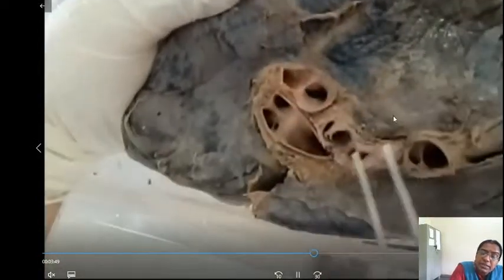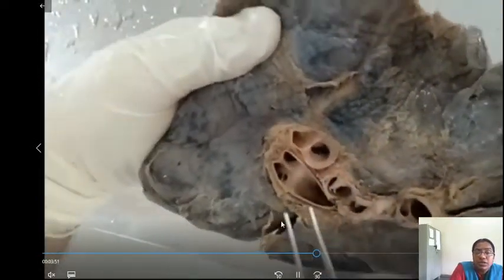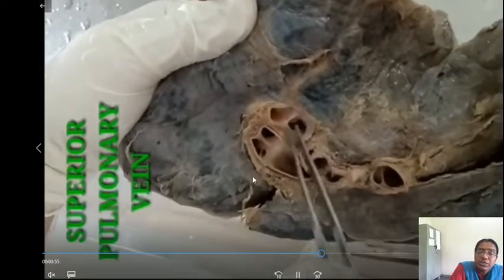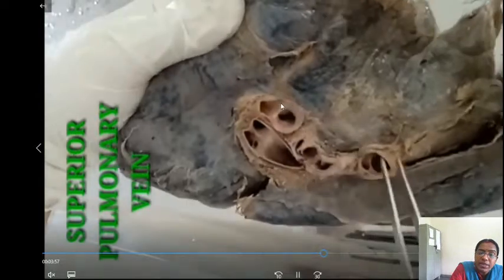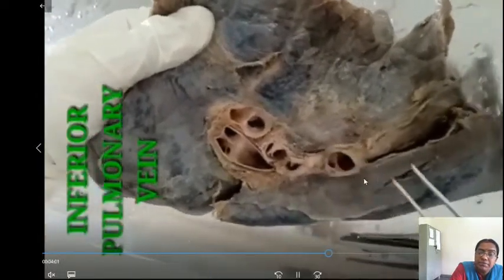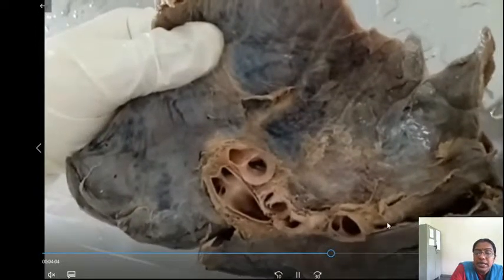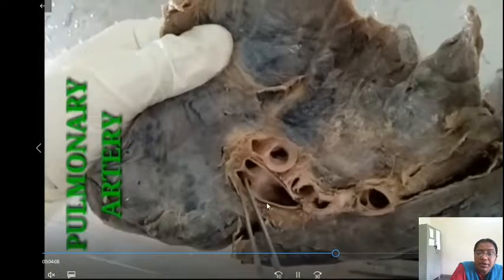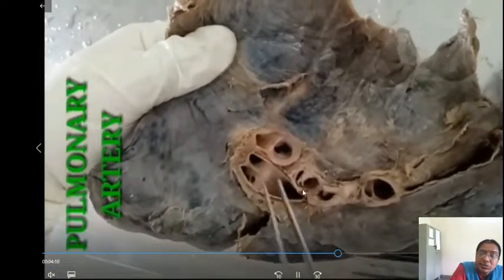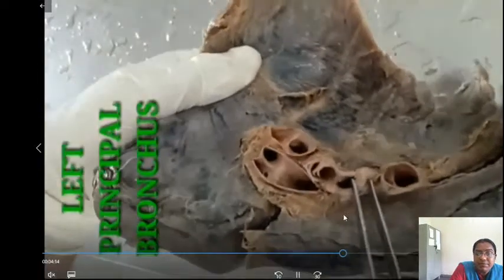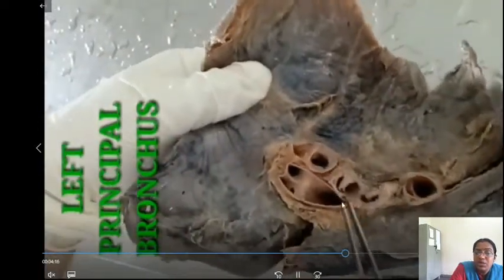When you see the medial surface of the left lung, this is the hilum of the root of the left lung, which consists of a superior pulmonary vein and an inferior pulmonary vein, extending downwards as a bilaminar fold which is called the pulmonary ligament. This is the pulmonary artery. This part is the principal bronchus, that is the left principal bronchus.